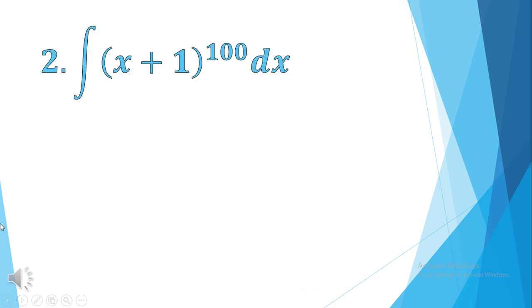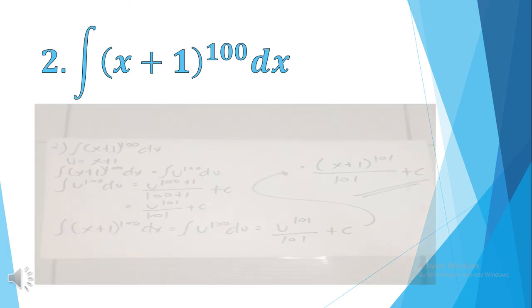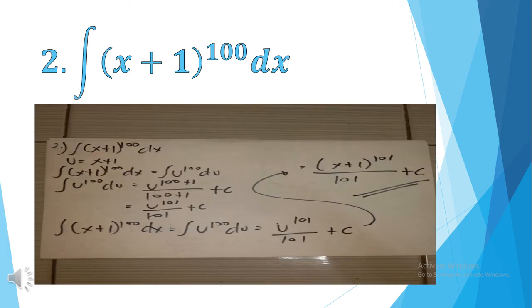Number 2. Integral of quantity x plus 1 all to the power of 100. So our u is equal to x plus 1. The integral of quantity x plus 1 to the power of 100 dx is equal to the integral of u to the power of 100 du. Next, the integral of u to the power of 100 du is equal to u to the power of 100 plus 1 all over 100 plus 1 plus c. So 100 plus 1 is equal to 101. So next is u to the power of 101 all over 101 plus c.